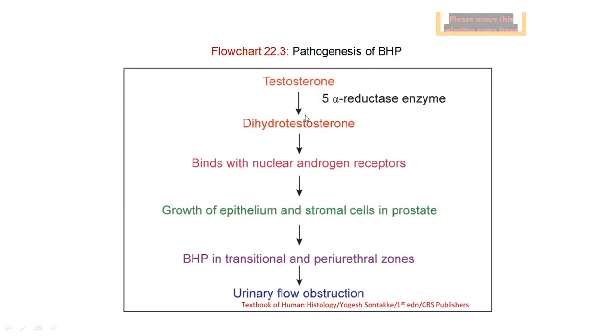Now there is a clinical condition called benign prostatic hypertrophy. In this condition, testosterone is converted to dihydrotestosterone, which binds with nuclear androgen receptors, causing growth of epithelium and stromal cells in the prostate. So in BPH, the benign hypertrophy of the prostate gland in the transitional and periurethral zone compresses the prostatic urethra, which does not allow the urine to go out, leading to urinary flow obstruction. This is benign prostatic hypertrophy.